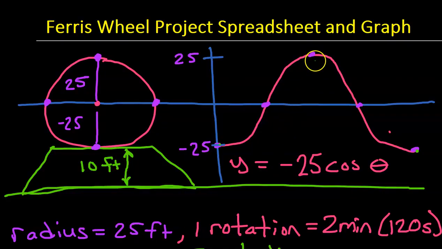At the halfway point, we should be at the highest value. So if 120 seconds is the entire rotation, half of 120 is 60. So at 60 seconds, I should be right in the middle. I should be at the highest point. So at 60 seconds, I should be at 25 feet.